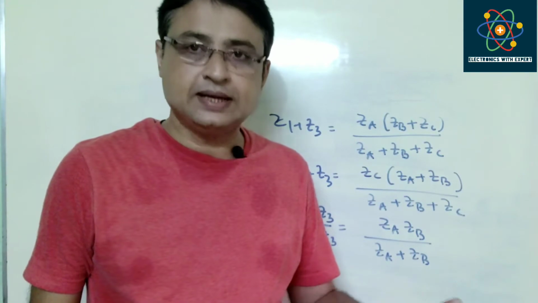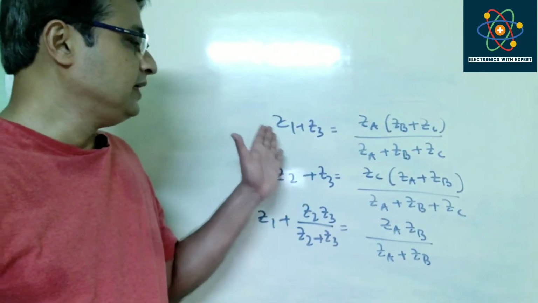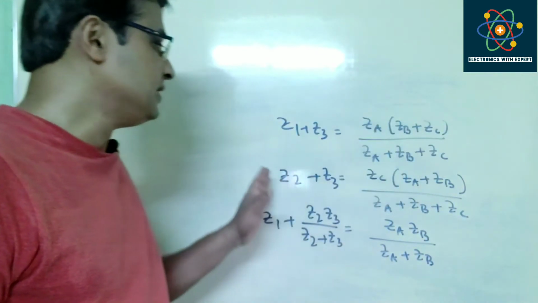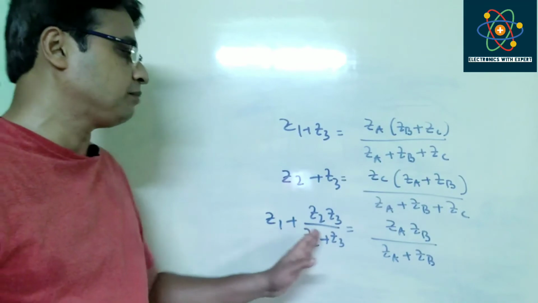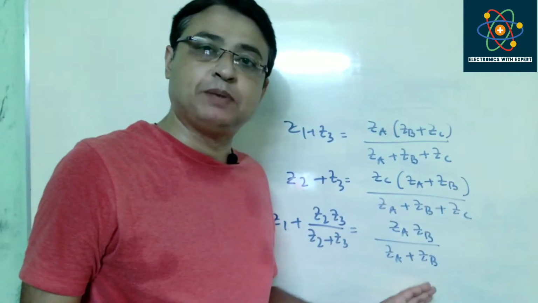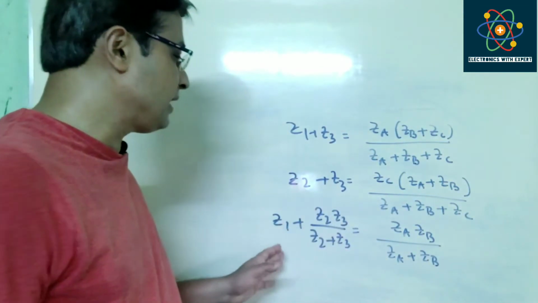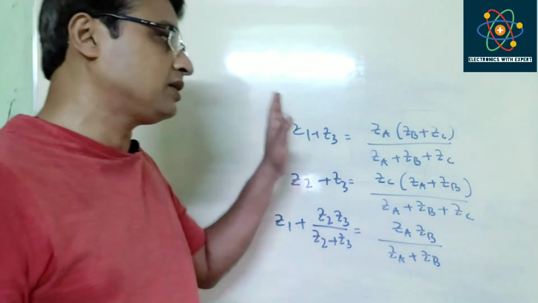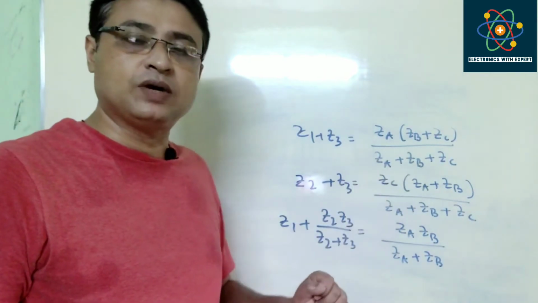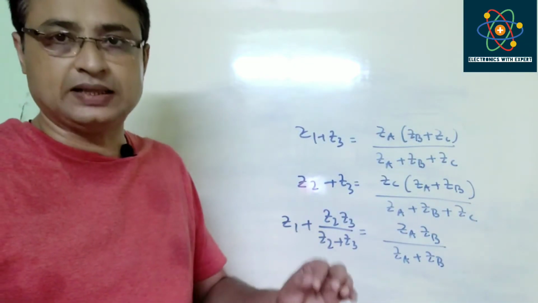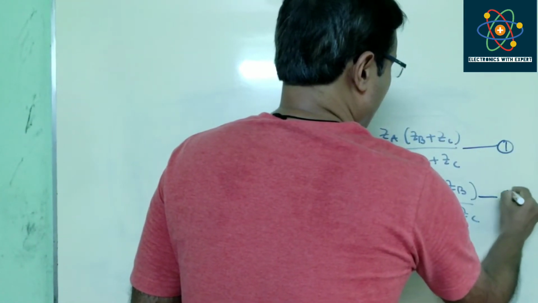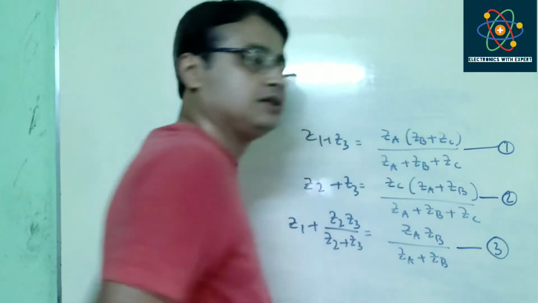Now as I have told you earlier, we can put these two equations as equivalent, that is Z1 plus Z3 equals this, Z2 plus Z3 equals this, and Z1 plus Z2 Z3 by Z2 plus Z3 equals ZA ZB by ZA plus ZB. That means I have equal Z1OC for the T network and the pi network, Z2OC for the T network and the pi network, and Z1SC for the T network and the pi network, and these three equations are labeled as equation 1, equation 2 and equation 3.